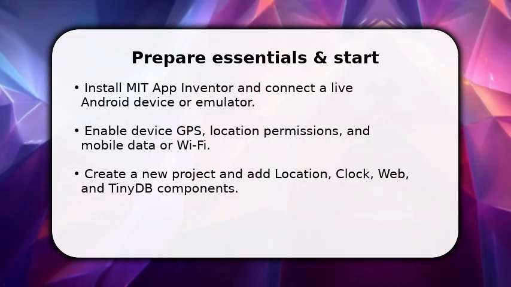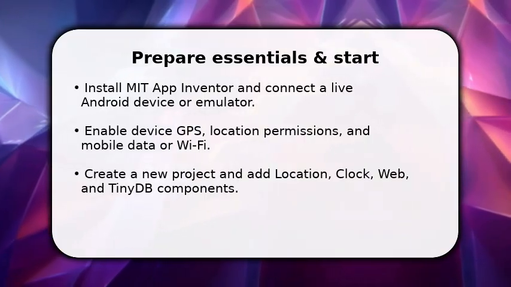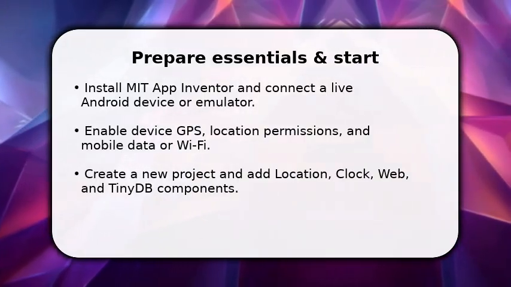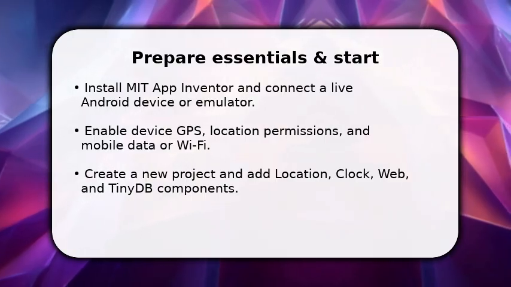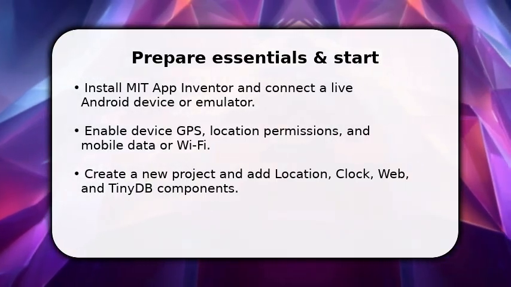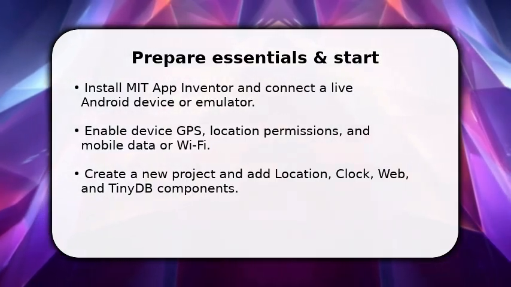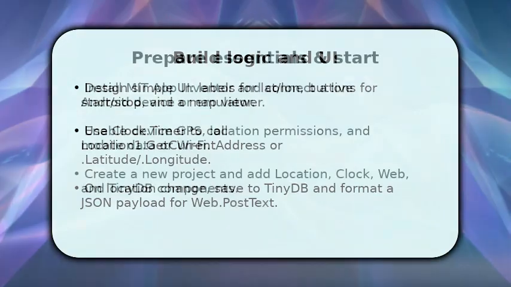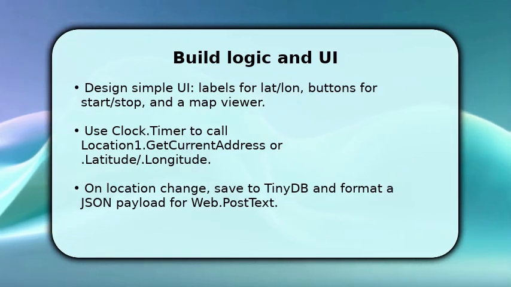Once done, set the clock interval to 5000 ms for 5-second updates and turn location one provider to GPS. Make sure to request runtime permissions when prompted so the app can access position data. Now you construct the core logic and interface.